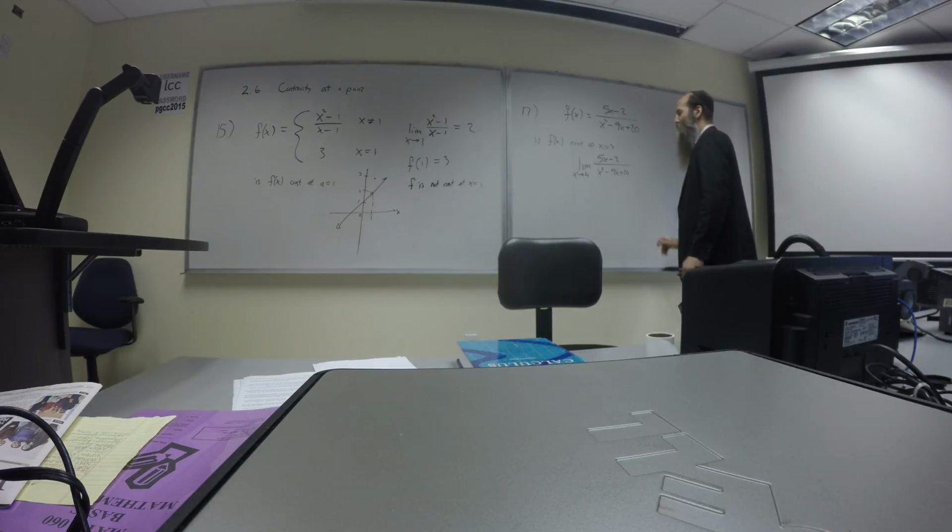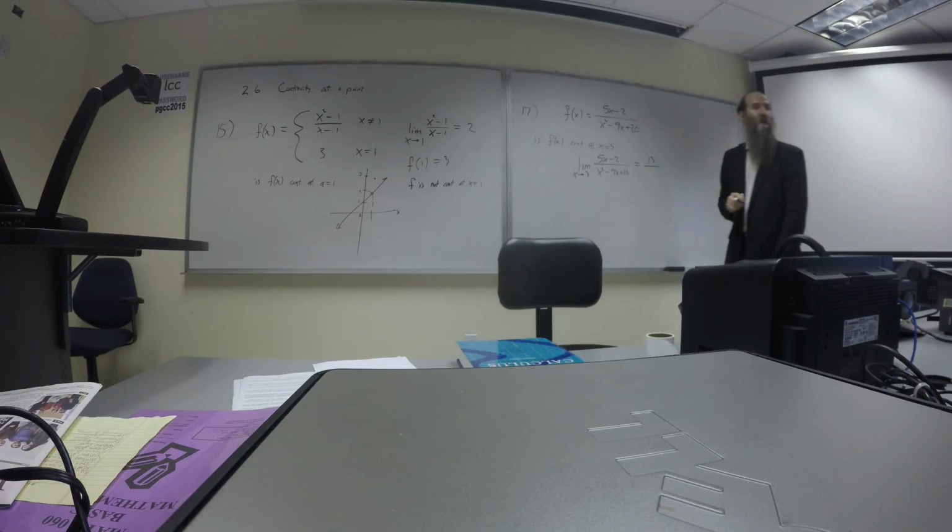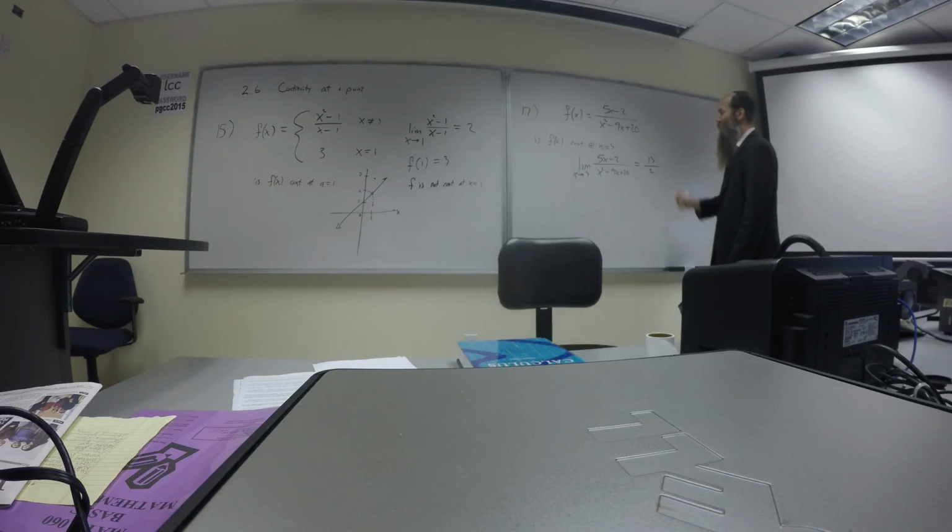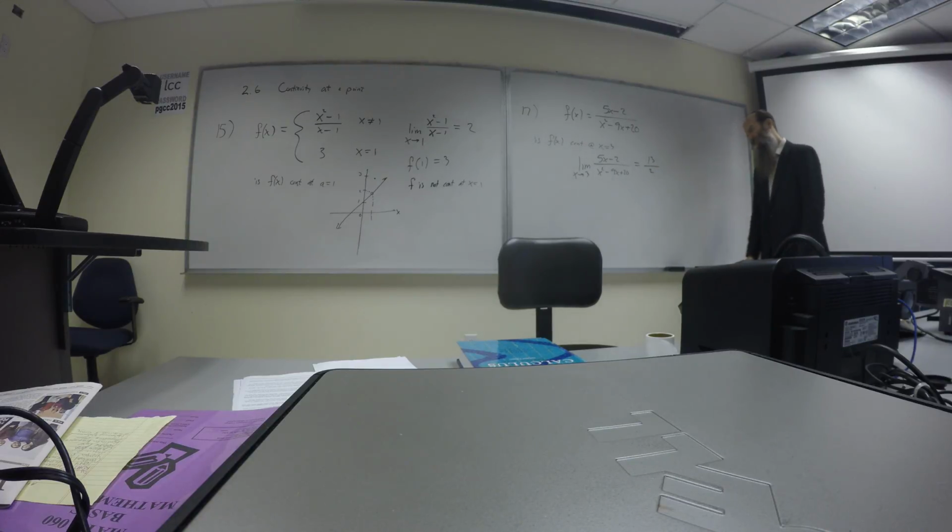Do we get a finite limit or not? 3. Okay, the top is what? 13. What's the bottom? 3, 2, 1. 13 halves. Okay? 13 halves. So the limit exists, right?